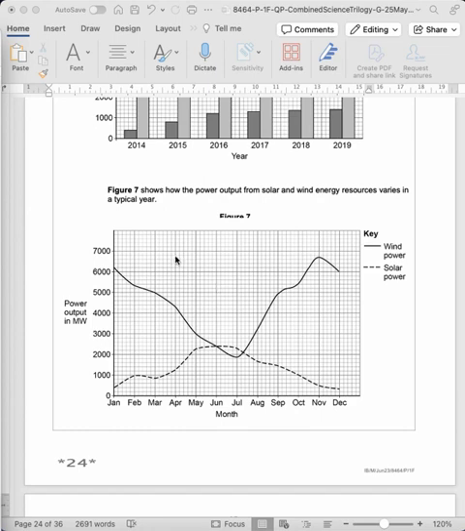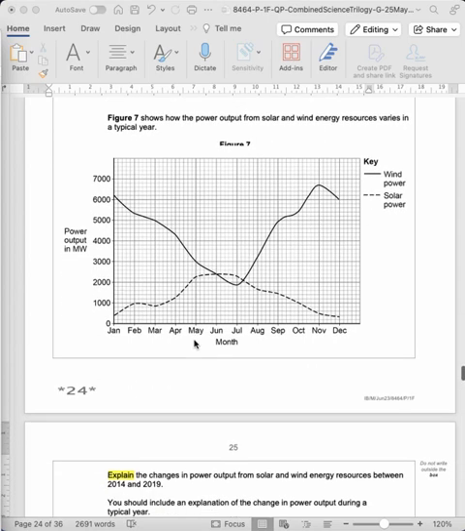Underneath that, figure 7 shows how the power output from solar and wind energy resources varies in a typical year. Again, we've got power output on the left hand side, which is your y-axis, and then we've got a typical year from January to December, and we've got wind and solar shown on that graph.